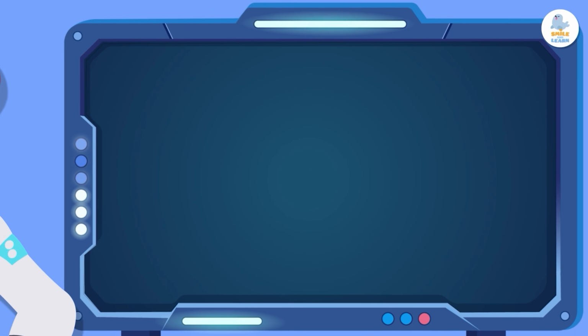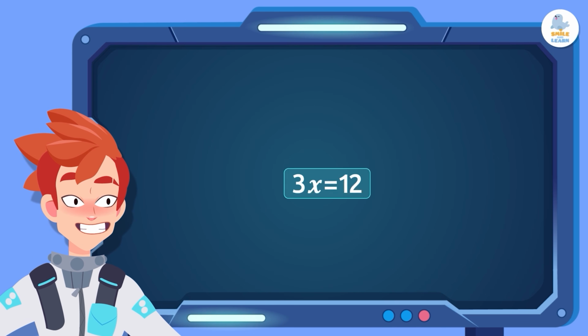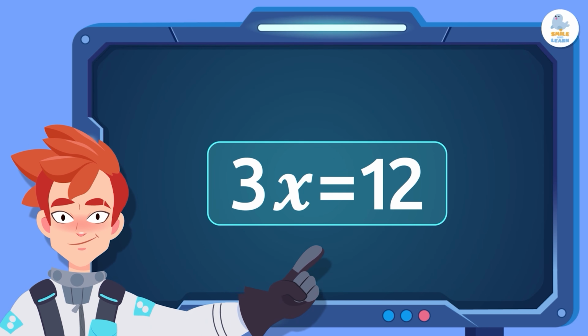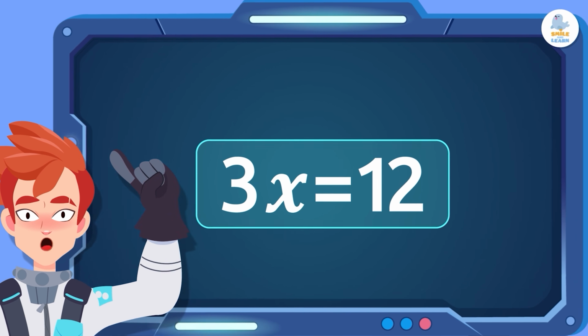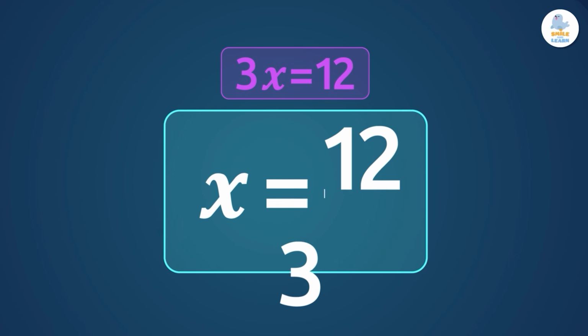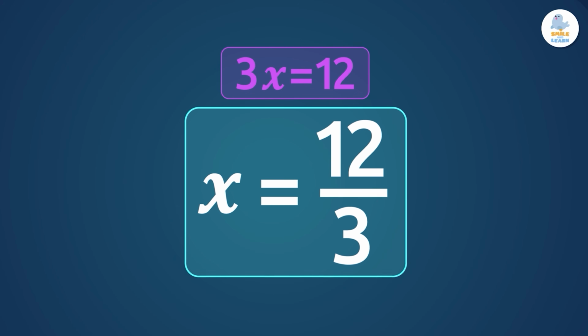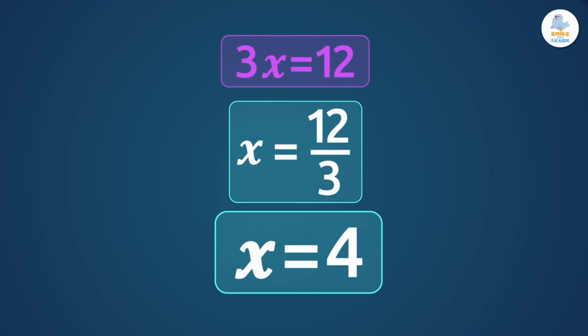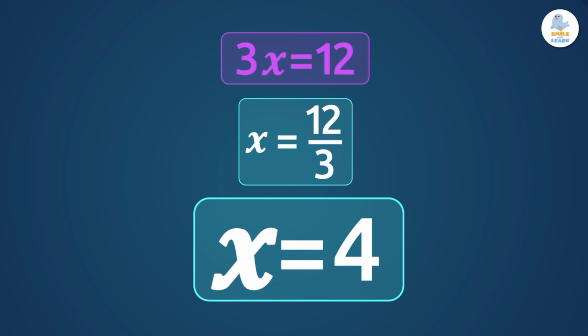Let's review what we've learned. Remember that the goal is to isolate the x. In this equation, 3 is being multiplied, so to move it to the right side of the equal sign, we have to do the inverse operation. When we move it to the other side, the 3 becomes a divisor. The equation looks like this. X equals 12 divided by 3. If we solve 12 divided by 3, we have our solution. X equals 4.